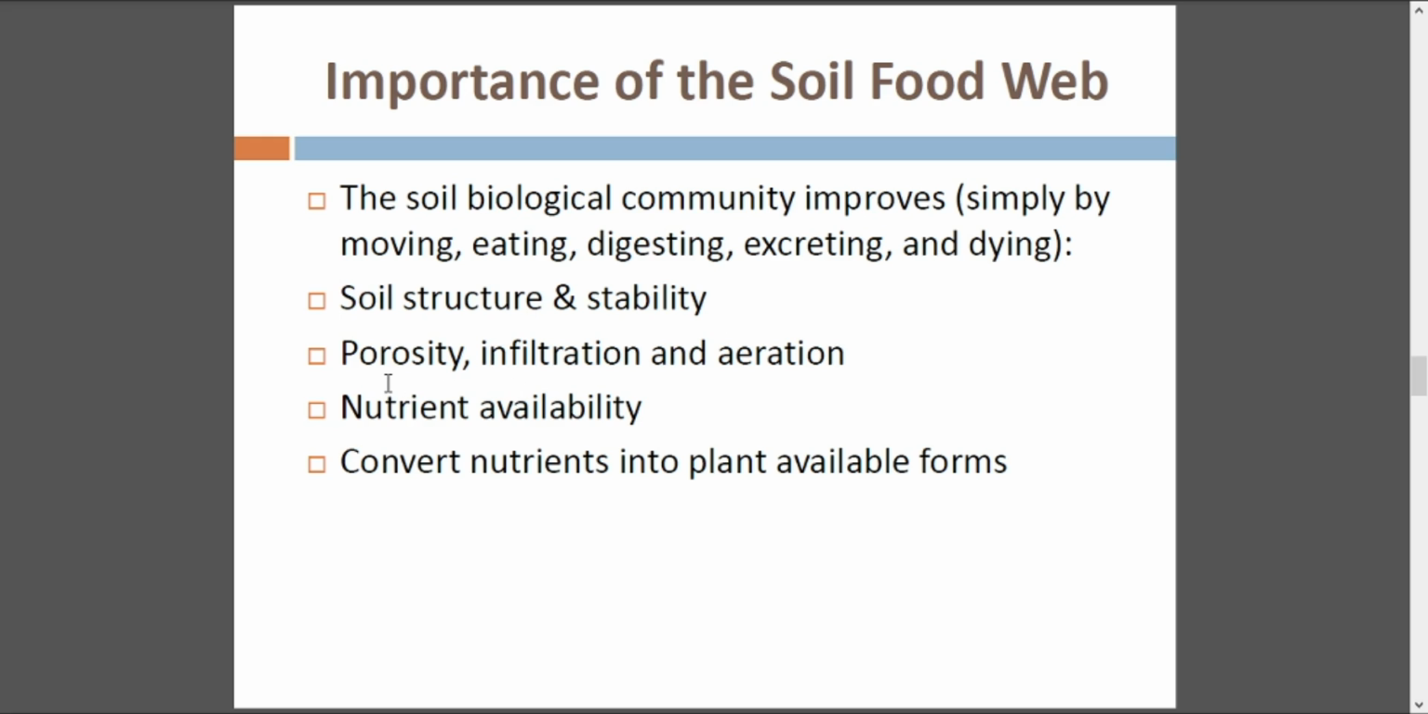Then there is improvement of porosity, infiltration, and aeration, mainly with the help of organic matter in the soil, but also other organisms which have numerous activities within the soil. There is also nutrient availability, and then there is also conversion of nutrients into more plant available forms.